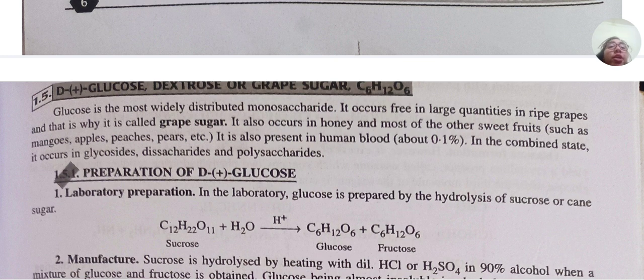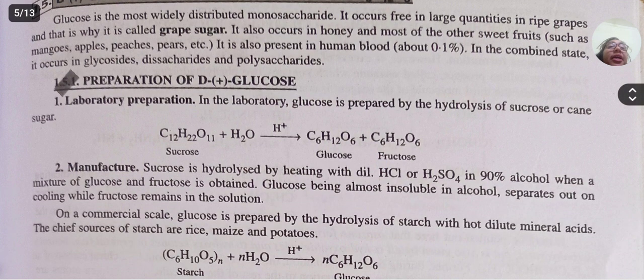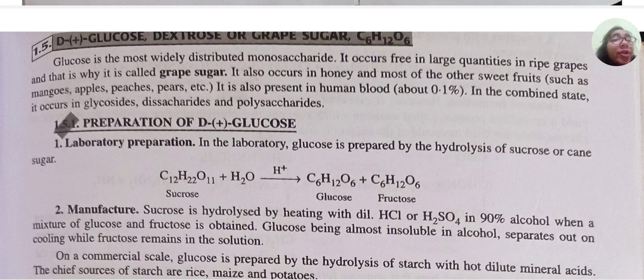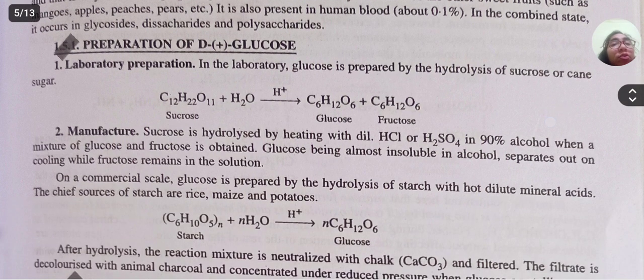In the laboratory, glucose is prepared by the hydrolysis of sucrose or cane sugar. Sucrose plus water gives glucose and fructose. Manufacture. Sucrose is hydrolyzed by heating with dilute HCl or H2SO4 in 90% alcohol, when a mixture of glucose and fructose is obtained. Glucose, being almost insoluble in alcohol, separates out on cooling, while fructose remains in the solution.